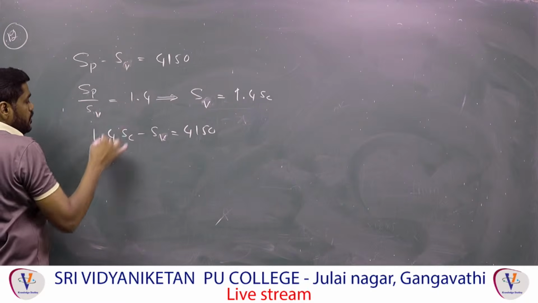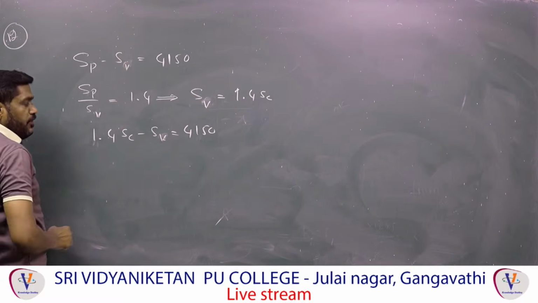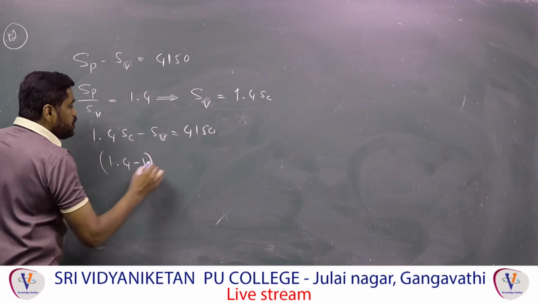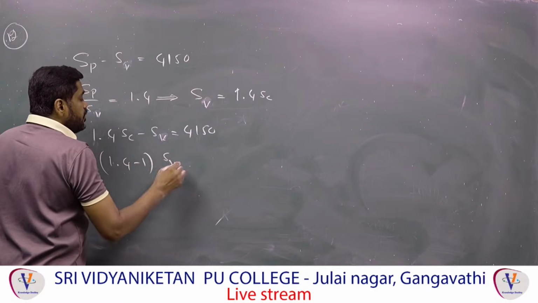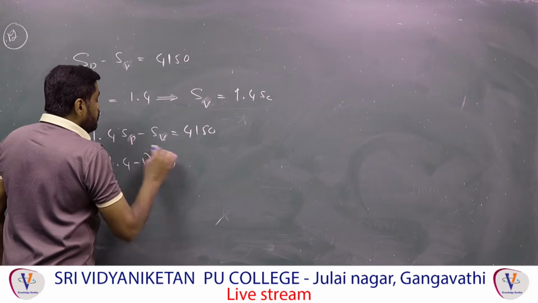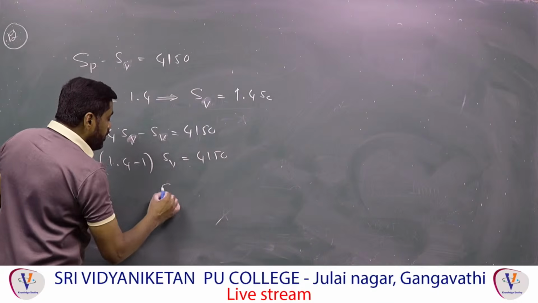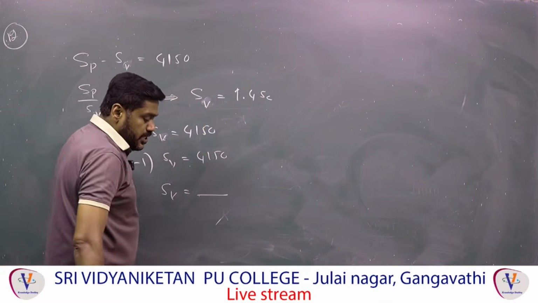Therefore you can take SV equal to 4150 and 1 by 4, that is 1.4 minus 1, into... so SV is equal to 4150. Simplify, you will get the SV value as the answer.